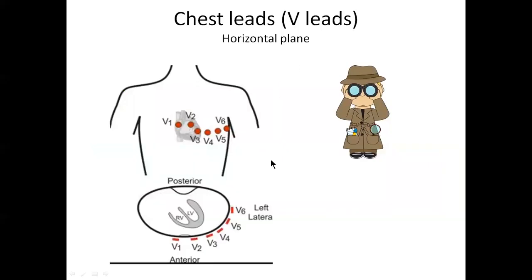The V leads are looking at the horizontal plane. It's like we've cut the person, and this is what you will see. Again, there are 6 detectives. V1 and V2 are looking at the septum. V3 and V4 are looking at the anterior wall. And V5 and V6 are looking at the lateral wall.